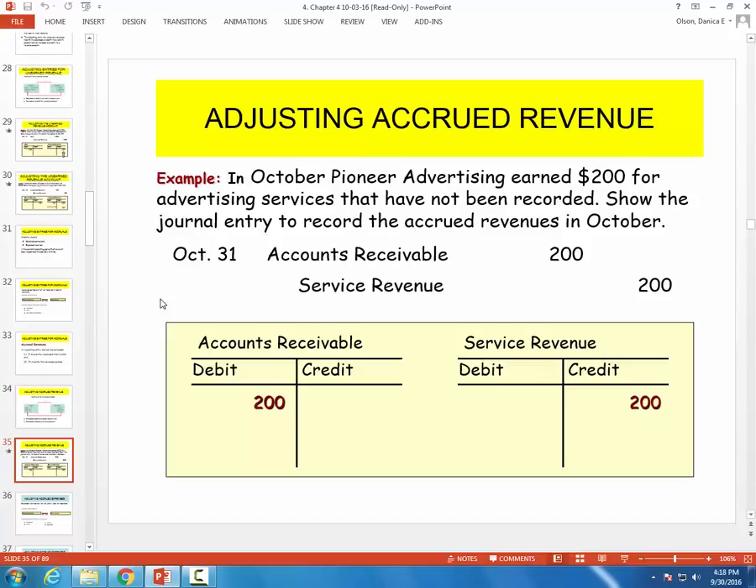Our accounts receivable is increasing. To increase it, we do a debit. Our service revenue is increasing. To increase revenue, we do a credit.